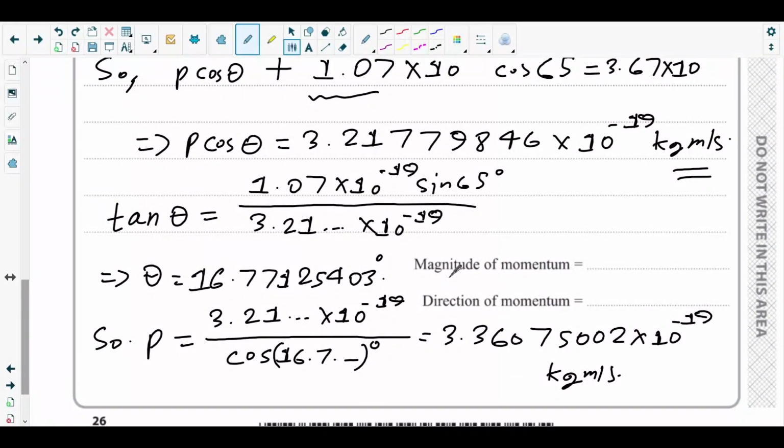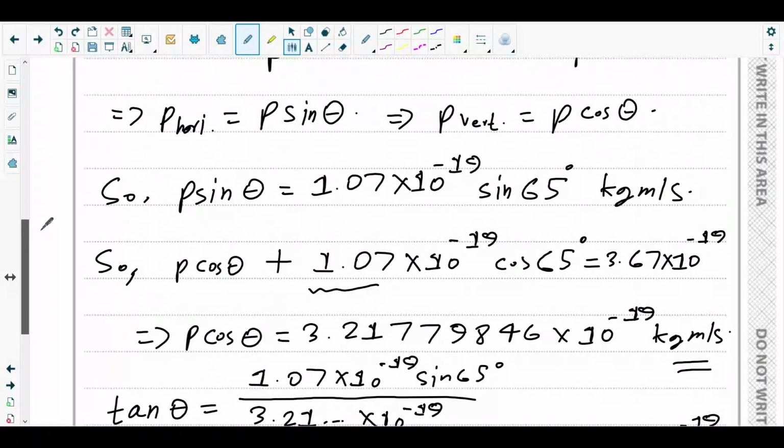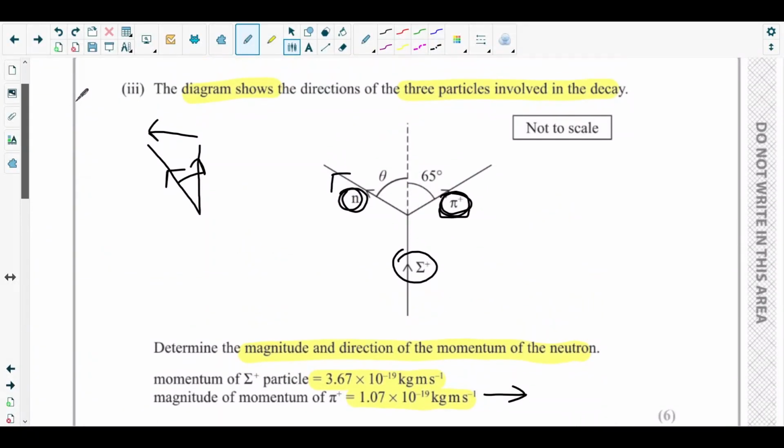Okay, so we got the magnitude, we got the angle. Now we will put in the final answer. Magnitude of the momentum up to 3 significant figures is 3.36 times 10 inverse 19 kg meter per second, and the direction of momentum, that is theta, is 16.8 degrees to 3 significant figures. That's it. So simple a concept. The only concept we have used here is conservation of momentum in 2 dimensions. That's it. Done.